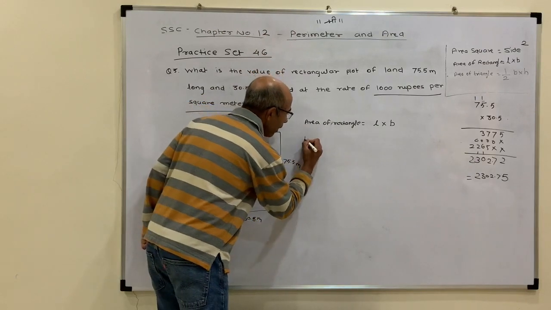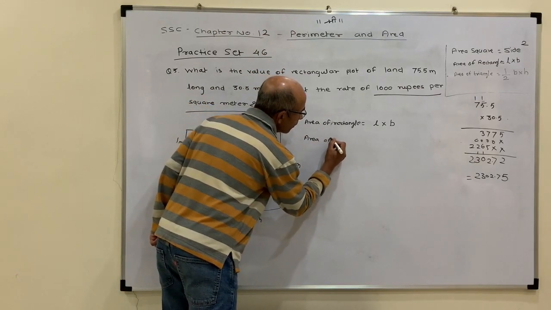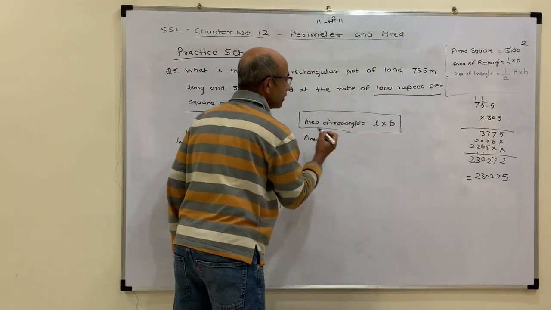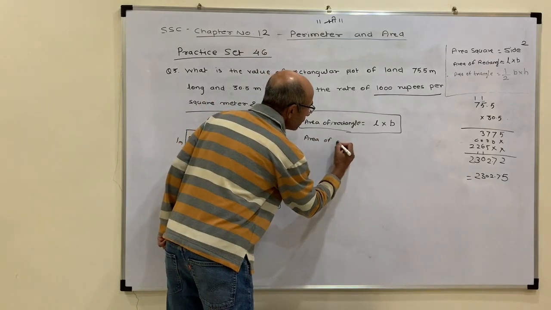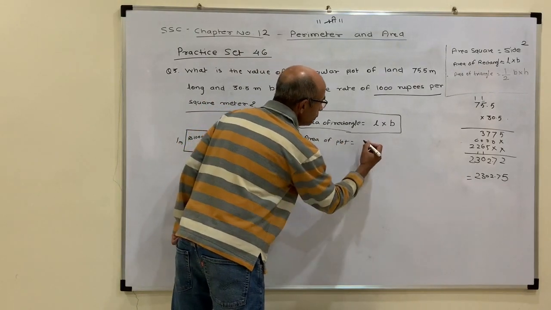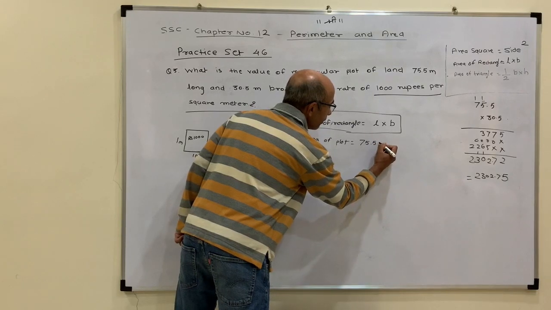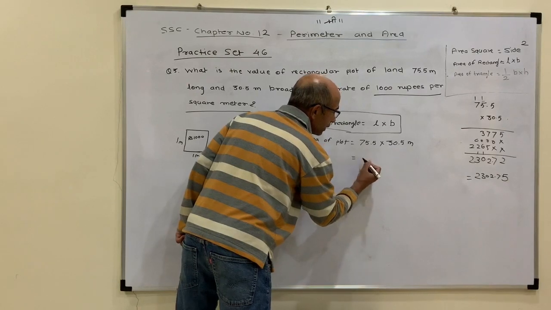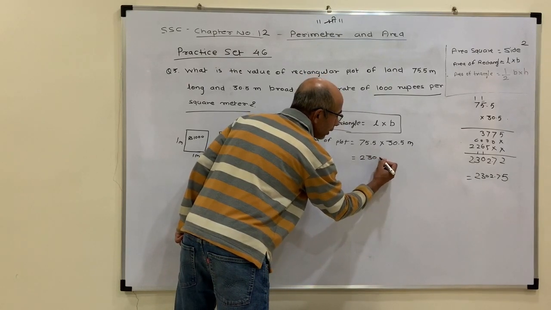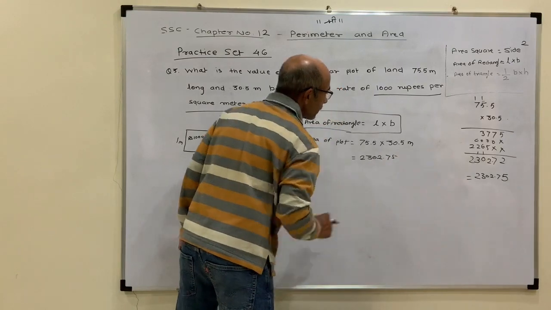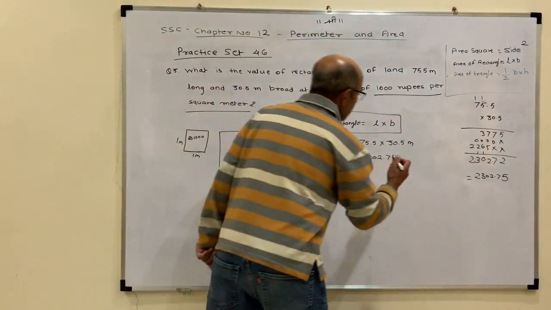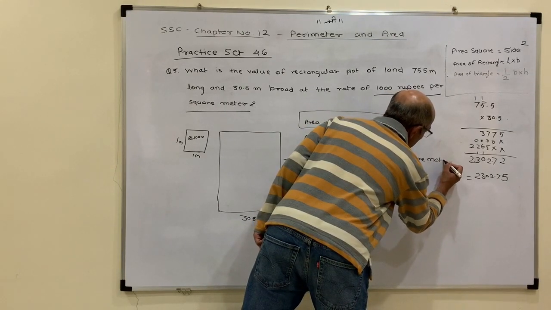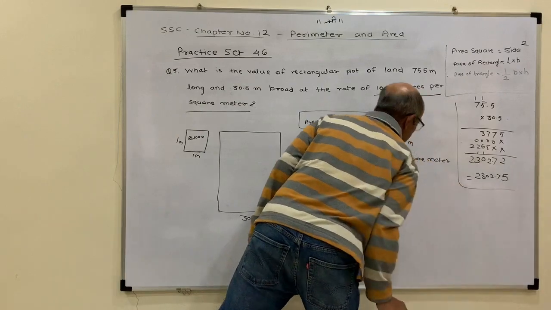So area of a plot, you can even do one thing. When you write this kind of formula, put them in brackets. So area of a plot equals to 75.5 into 30.5 meters. That comes out to be 2302.75. This is a square meter. Here I have already done the calculation.